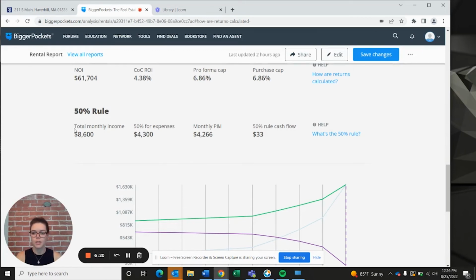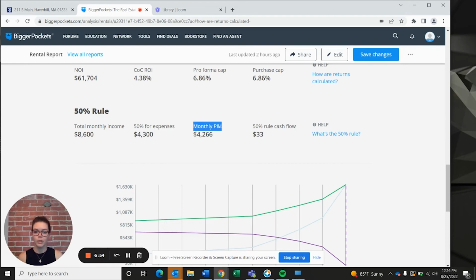The 50% rule takes the total monthly income of $8,600. And the 50% rule says that half of your monthly income is going to go towards your expenses over time. So these are going to be both your fixed and your variable expenses that we explained above. So 50% for expenses is $4,300 a month. That leaves you with $4,300 a month to put towards your mortgage.